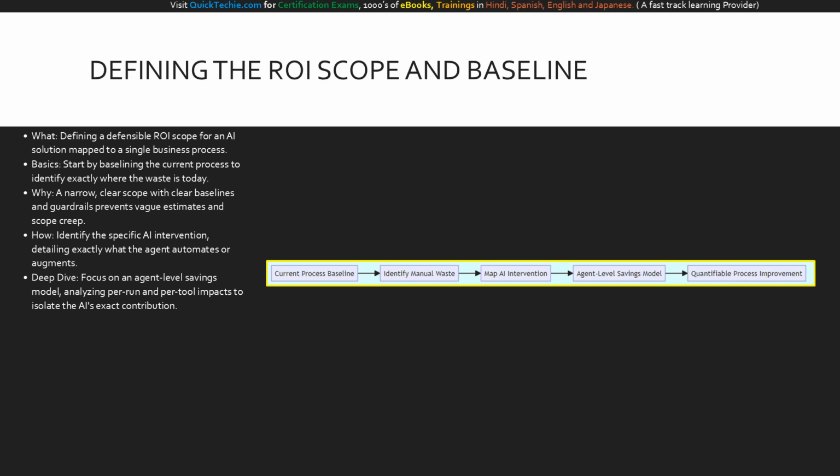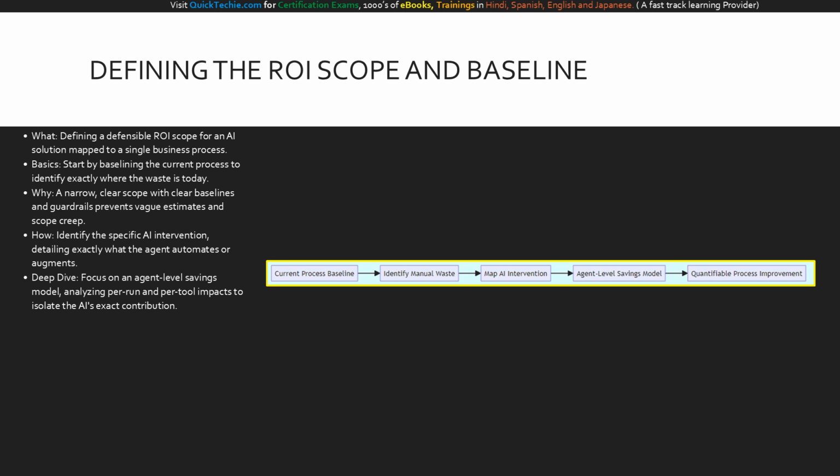Moving to slide 2, we must define our ROI scope and establish a baseline. What does this mean? We are defining a defensible ROI scope for an AI solution mapped to a single business process. You should never try to calculate ROI for general AI use across an enterprise. For the basics, you must baseline the current process to identify exactly where the waste is today.